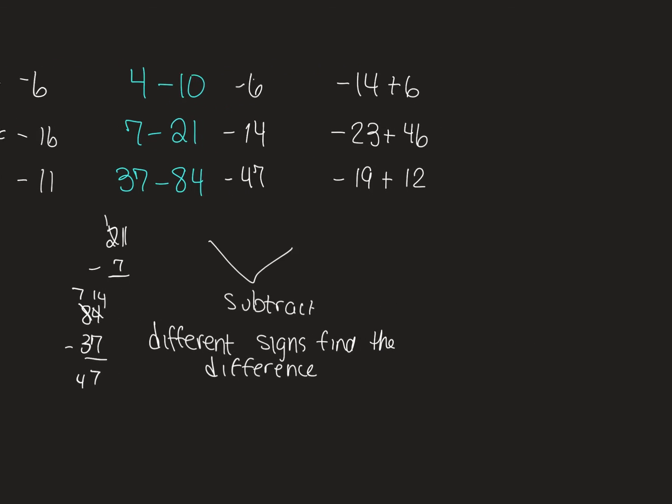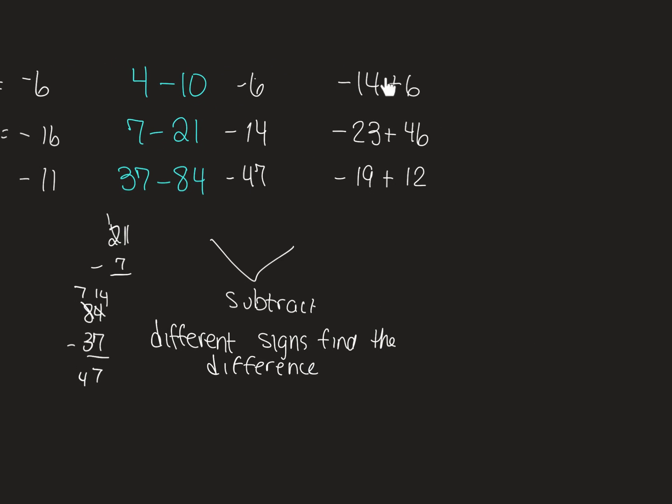All right, the section in white is still different signs, so I'm still going to subtract to find the difference. 14 minus 6 is 8. I have more negative stuff, so my answer is negative. 23 and 46, I'm going to subtract, and that gives me 23. But I have more positive stuff. I only have 23 negative things, but I have 46 positive things, so the answer is positive 23.